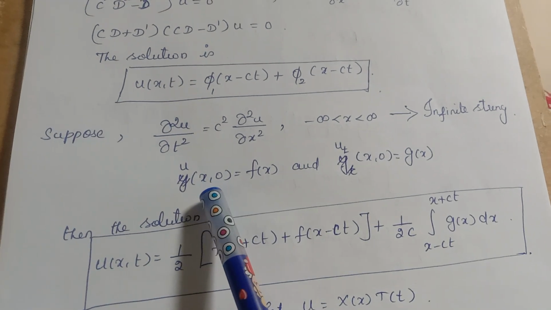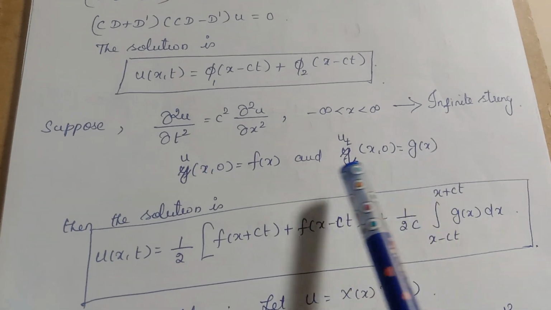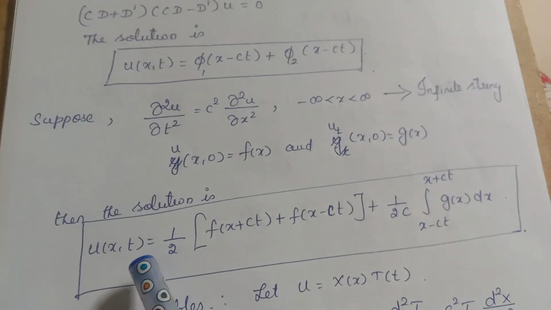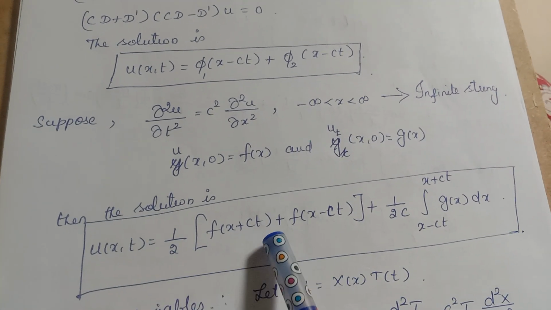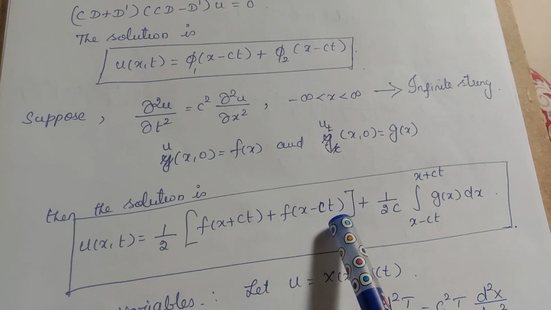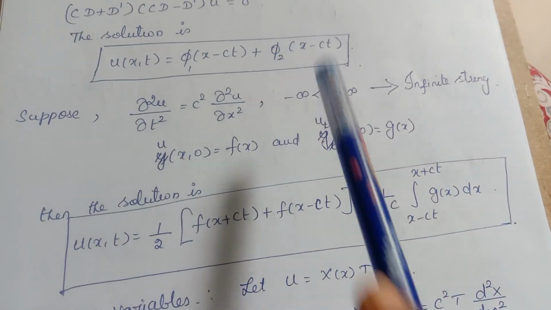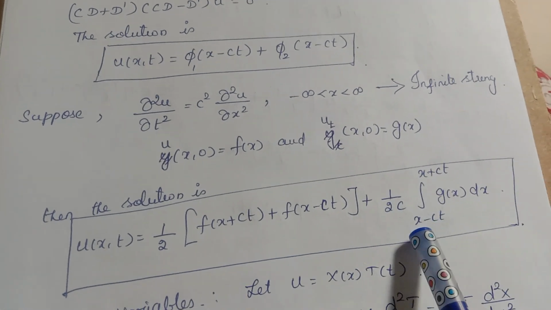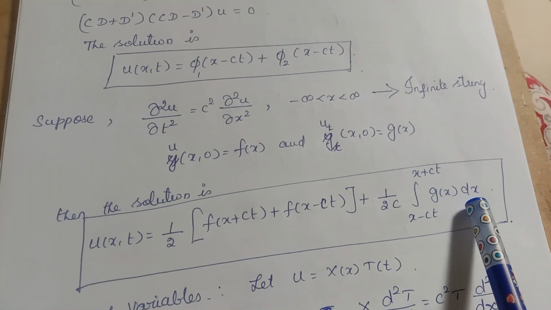So u(x,0) and u_t(x,0) are given to be f(x) and g(x). In this case, the solution is given by 1/2 [f(x+ct) + f(x-ct)]. This is derived from this equation by applying these initial conditions, plus 1/(2c) times the integral from x-ct to x+ct of g(x) dx.